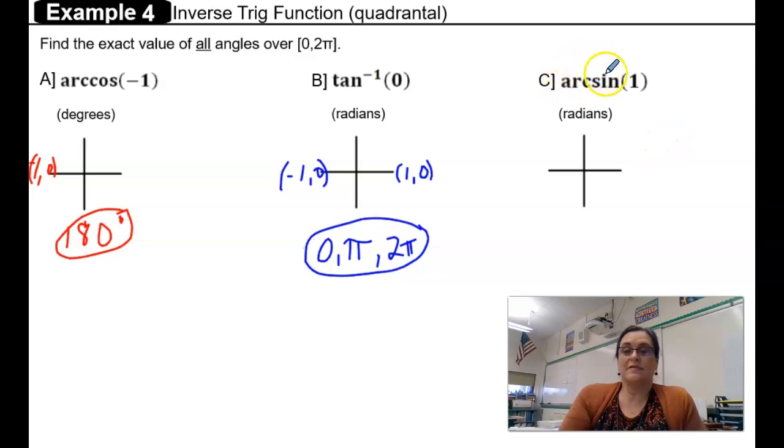Then in problem C, the arc sine of 1 in radians. Sine is the y-coordinate, so we're looking for the angles that have a y-coordinate of 1. And that would be up here at 90 degrees, or pi over 2 radians.